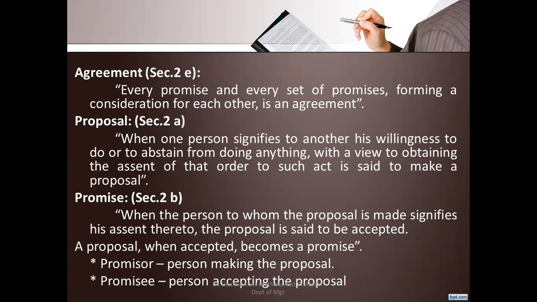Then, what will be a promise? When the person to whom the proposal is made signifies his assent thereto, the proposal is said to be accepted. So that is what a promise is all about. A proposal when accepted becomes a promise. So there is a promisor and a promisee. The person who makes the proposal is called the promisor, and the person who is accepting the proposal is called the promisee.